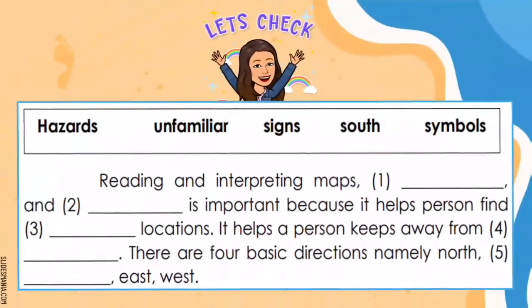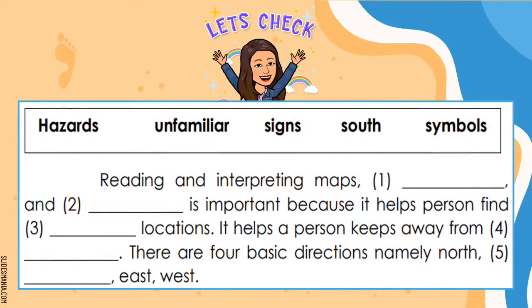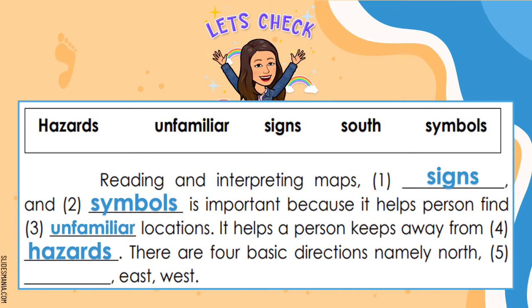Now let us check if your answers are correct. For number 1, the answer is signs. Number 2, symbols. Number 3, unfamiliar. Number 4, hazards. And number 5, south.